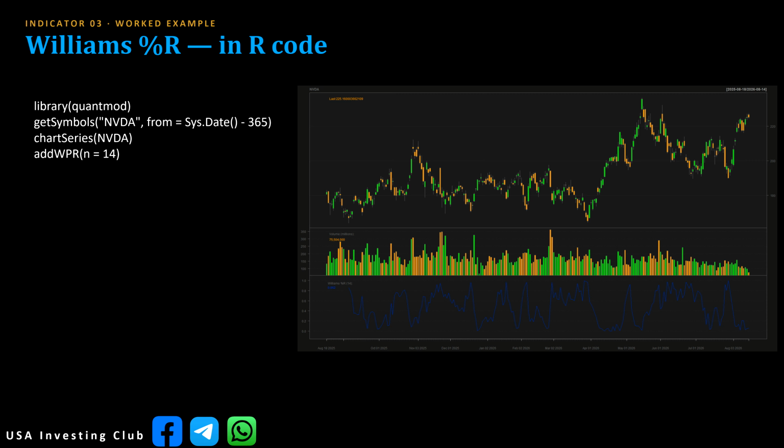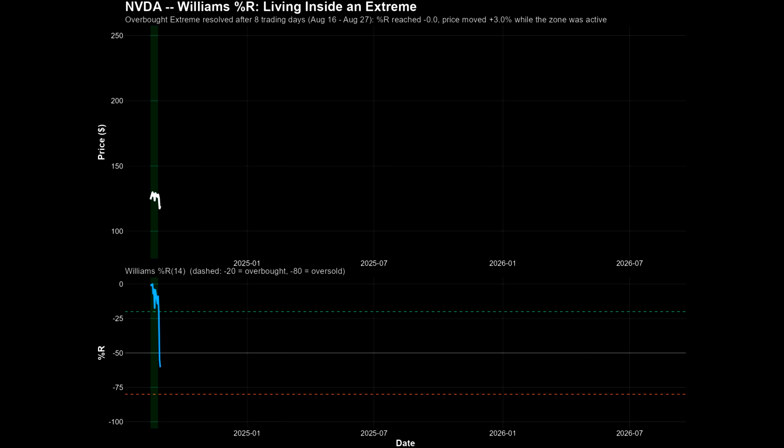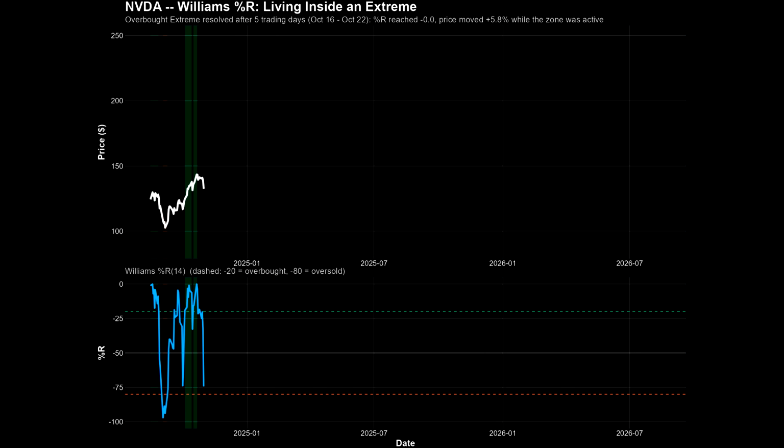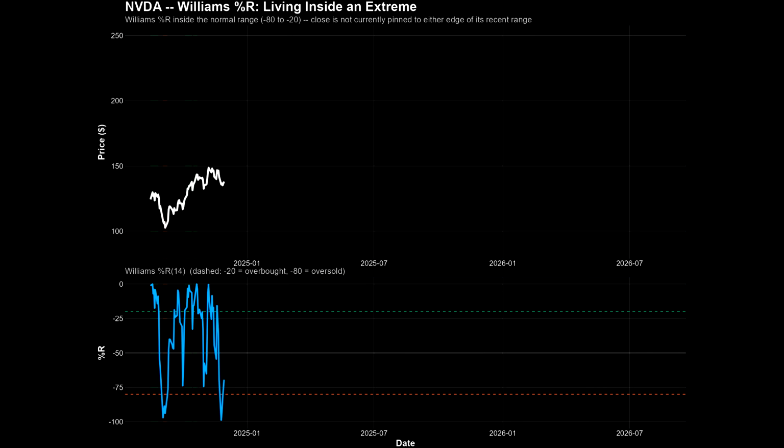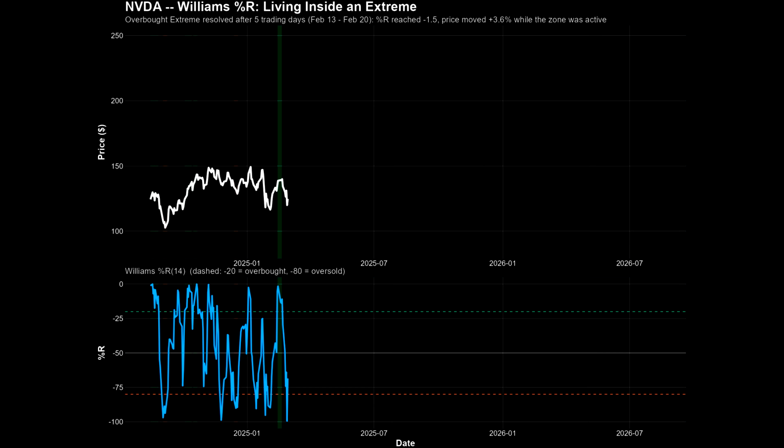Price on top, and percent R oscillating in its own panel underneath, repeatedly slamming up against its zero ceiling during the stock's strongest advancing stretches and diving toward negative 100 during its sharper pullbacks. What you're watching now is a live, monthly updating build of Williams percent R on real NVIDIA data, growing month by month across two synchronized panels.